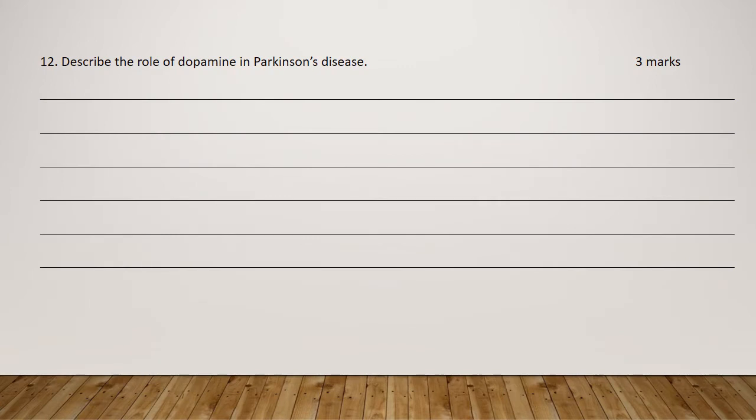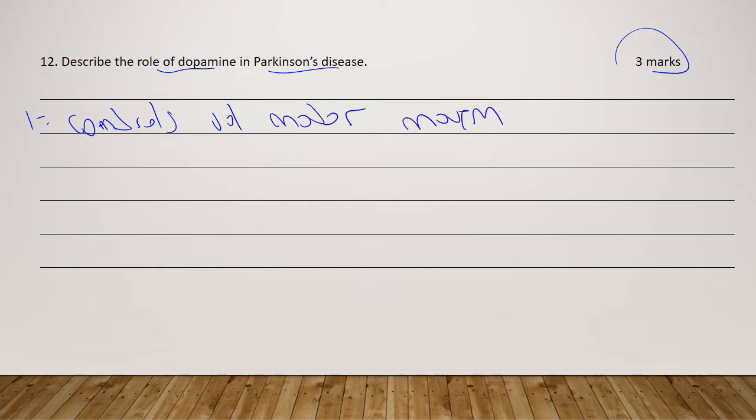Okay, let's have a go at this question. Describe the role of dopamine in Parkinson's disease. Pretty easy, it's 3 points. Okay, so first and foremost, I want you to talk about what dopamine does, okay? So dopamine is responsible for controlling smooth voluntary motor movements. Make sure that you are saying voluntary motor or muscle movement, okay? You have to be specific here, okay?